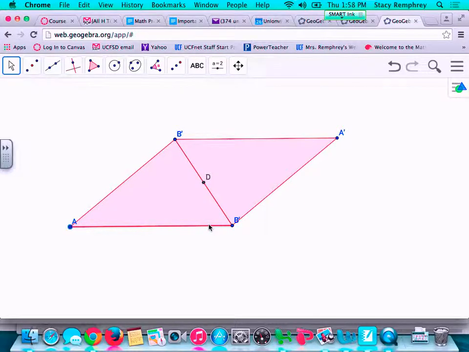But I don't want the area of the parallelogram. I want the area of the triangle. So what would I do to the area of the whole parallelogram to get the area of the triangle? Divide it by 2. So that's why the area of the triangle is 1/2 the base times the height.